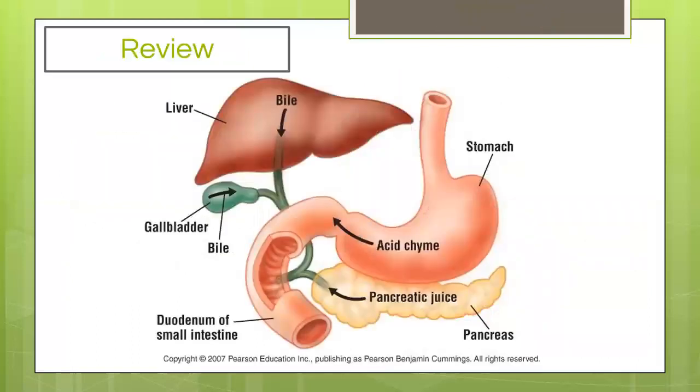So just a quick review, because I know it was a lot of information. After your stomach, you have your duodenum, which is the first portion of your small intestine. There are three accessory organs that secrete bile and pancreatic enzymes into the duodenum: your liver, your gallbladder, and your pancreas. They all enter through the ampulla of Vater.